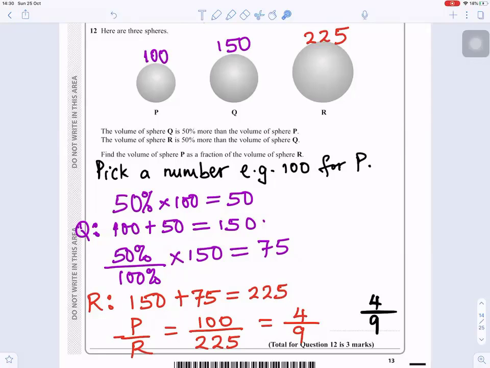So we want to find the volume of sphere P as a fraction of the volume of R. So volume of P divided by volume of R. Volume of P is 100, that's what we chose in the beginning. 100 divided by the volume of R, the last one we found was 225. When you simplify that, it gives you 4 over 9.